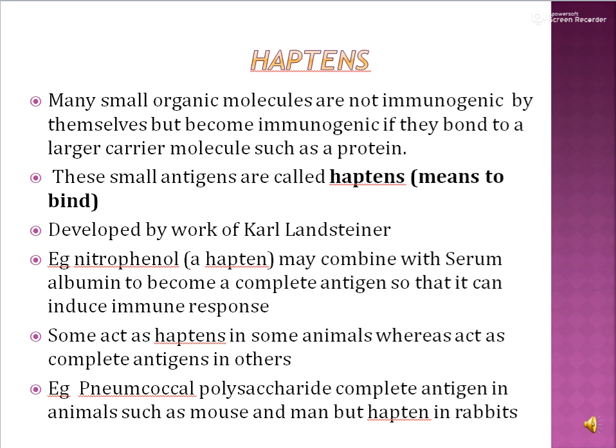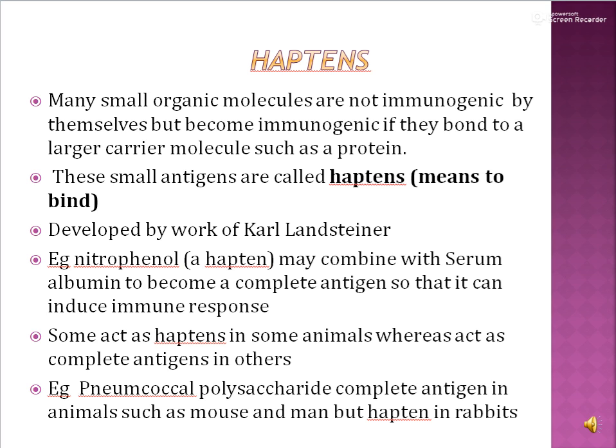Many small organic molecules are not immunogenic by themselves, but sometimes they become immunogenic if they get bound to large carrier molecules such as a protein. These small antigens are called haptens. Hapten means to bind, and this was developed by Karl Landsteiner. They serve as incomplete antigens, and only when they combine with a carrier molecule, only when they bind with something else, they become highly immunogenic. In other cases, they serve as an incomplete antigen.